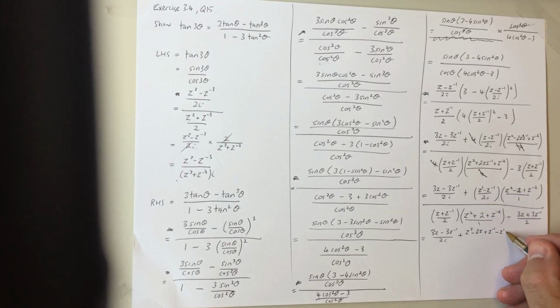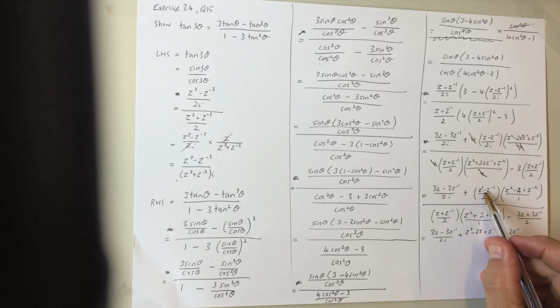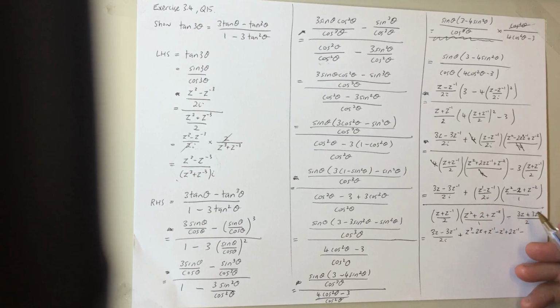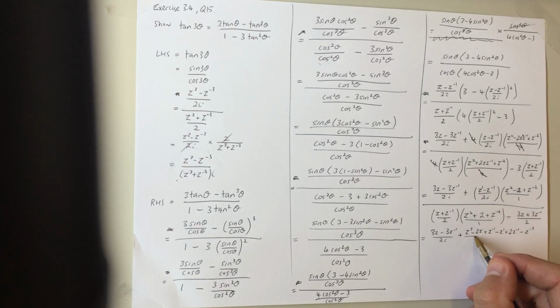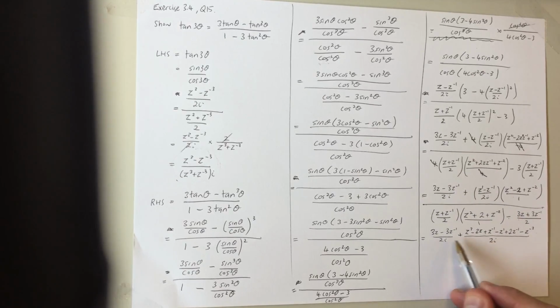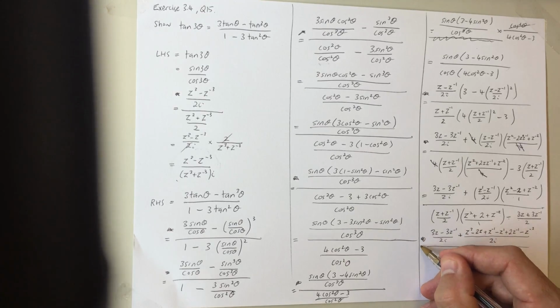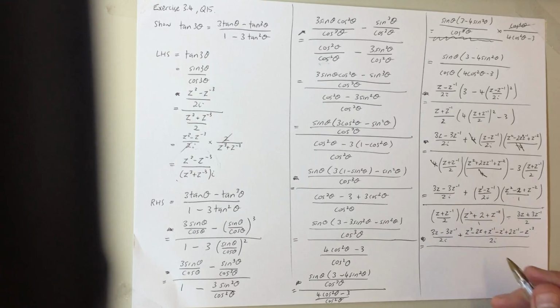Subtraction and subtraction, so this is going to be the addition of 2z to the power of negative 1. Subtraction and addition, so it's going to be subtraction of z to the power of negative 3. Having fun yet? All over that times that 2i. So see, we can now do this addition, and hopefully when we do that addition we can cancel some of these terms.